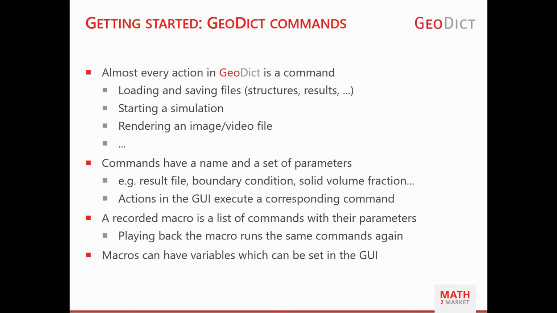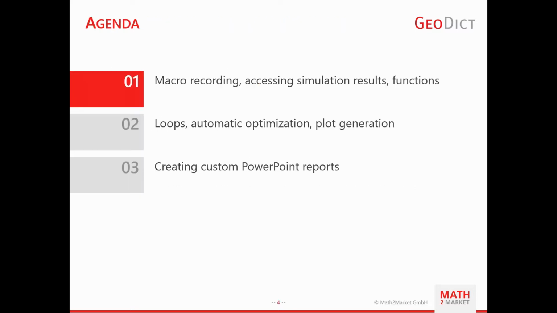Almost all actions in the graphical user interface execute a corresponding command in the backend. If you record a macro, this macro will consist simply of a list of these commands together with their parameters. And when playing back this macro, it will run the same commands with the same parameters again. Also, macros can have variables which can then be defined in the GUI. But please see the beginner's workshop for GeoPython macro variables, because we're not going to be using them here. Now, without further ado, let us start by diving right into Geodict.